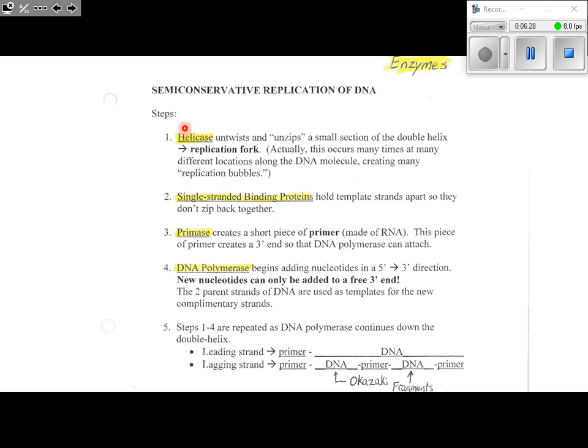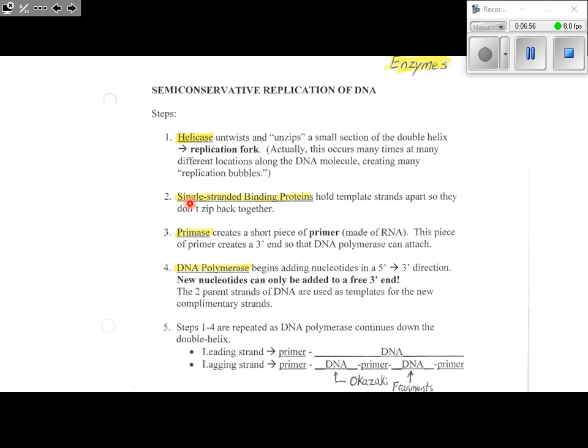So the first step involves an enzyme called helicase, and it's named helicase because its job is to unzip or dismantle the helix. It literally separates the two strands of DNA. So helicase untwists and unzips a small section of the double helix. That's going to create what's called a replication fork. I'll show you that in just a moment.